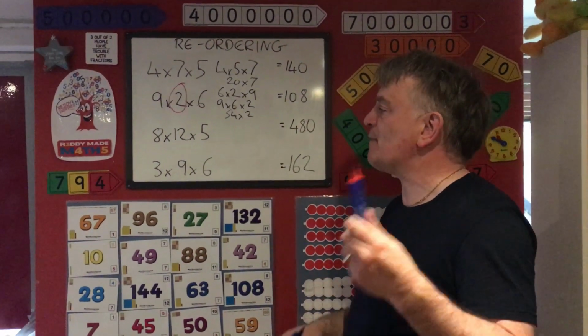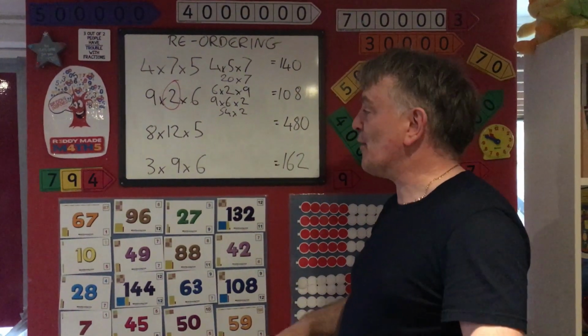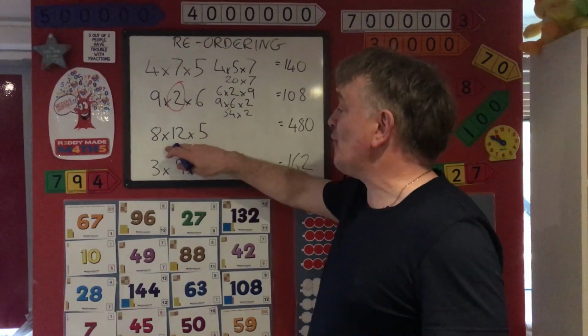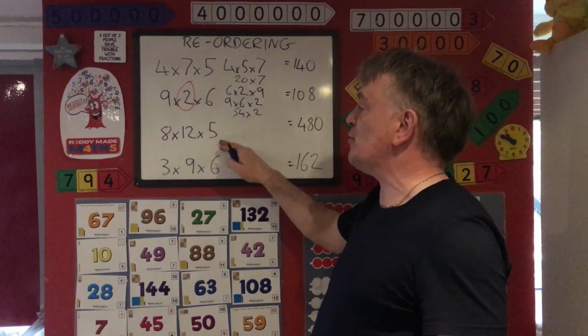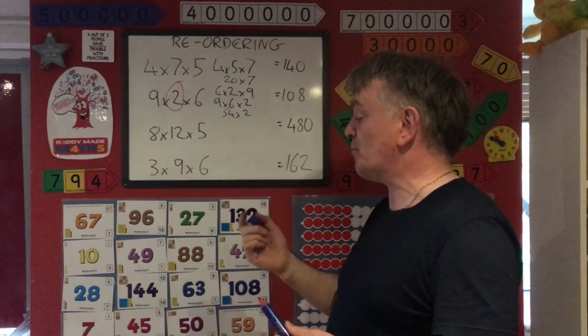Let's look at the third one. 8 times 12 times 5. What did we say a minute ago? Let's not start with 8 times 12, we've got a 5. So let's, like a number bond, put the 5 with an even number. So again, there's two options that would both work here.